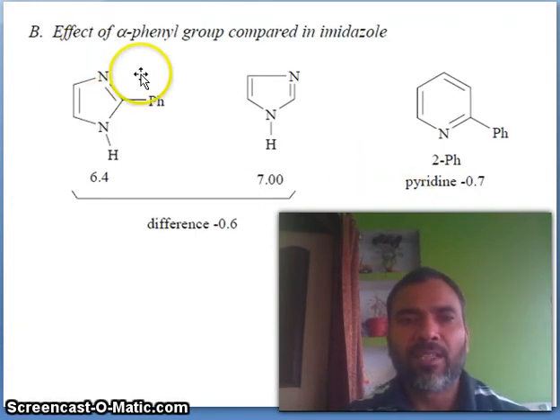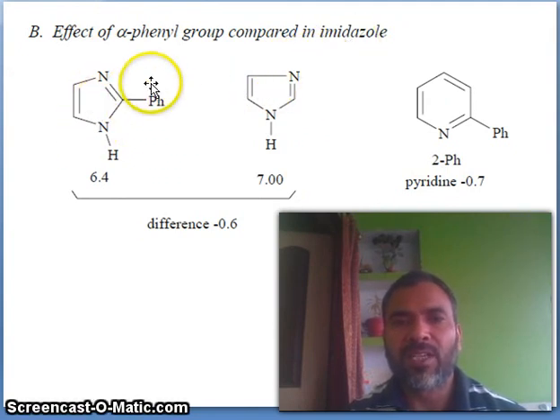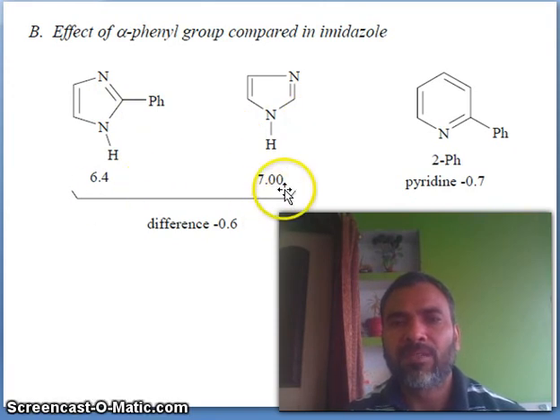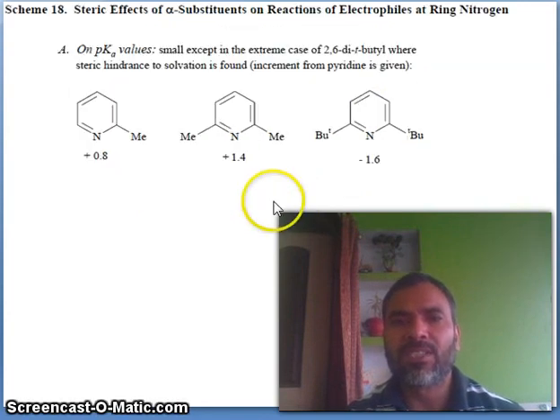Look here, effect of alpha phenyl group compared in these cases. You see this is the substituent here and without substituent. Here 6.4, here 7.00, difference minus 0.6. Here you can see 2-phenylpyridine minus 0.7. So this is the difference.